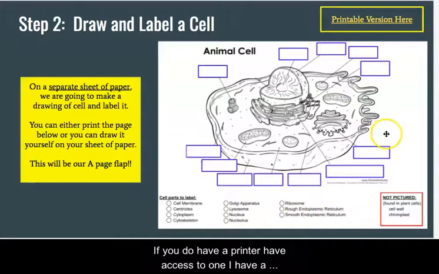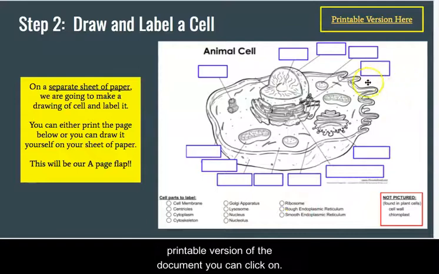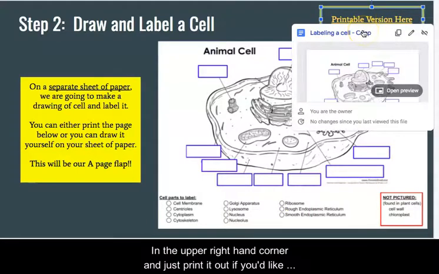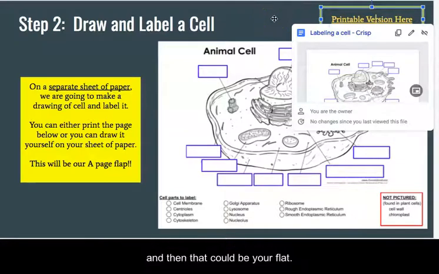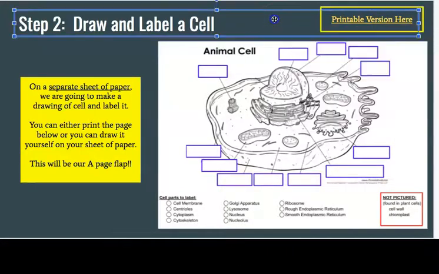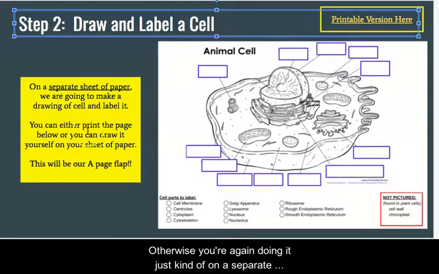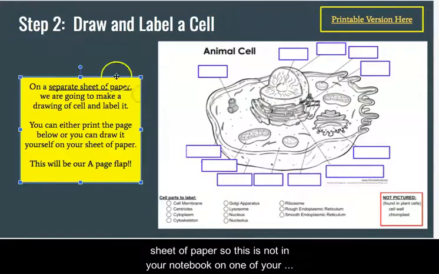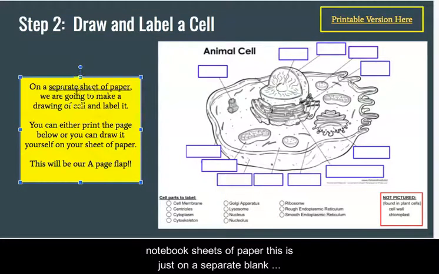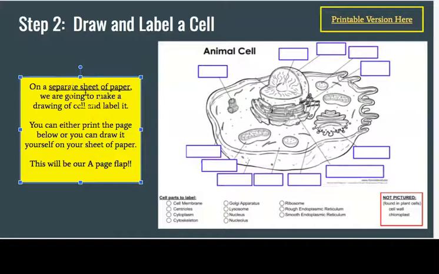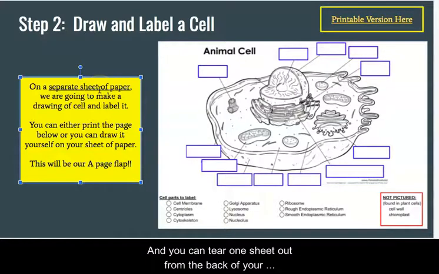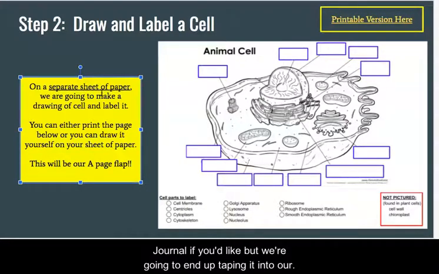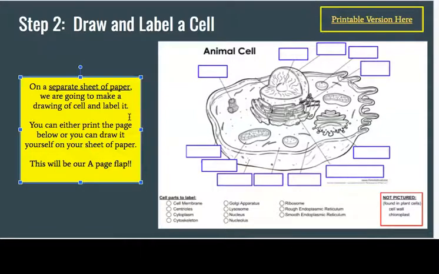If you do have a printer or have access to one, I have a printable version of the document. You can click on it in the upper right hand corner and just print it out if you'd like, and then that could be your flap. Otherwise, you're again doing it just kind of on a separate sheet of paper. So this is not in your notebook on one of your notebook sheets of paper. This is just on a separate blank sheet of paper. And you can tear one sheet out from the back of your journal if you'd like, but we're going to end up taping it into our 8A page.